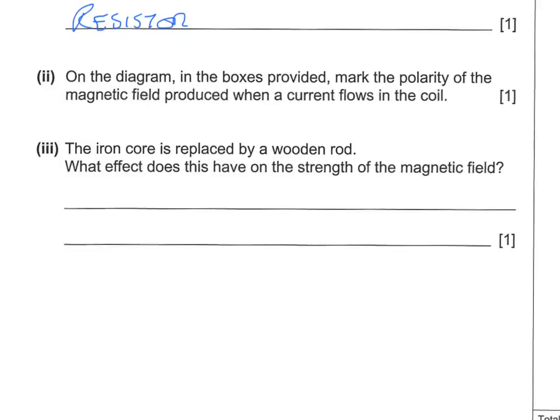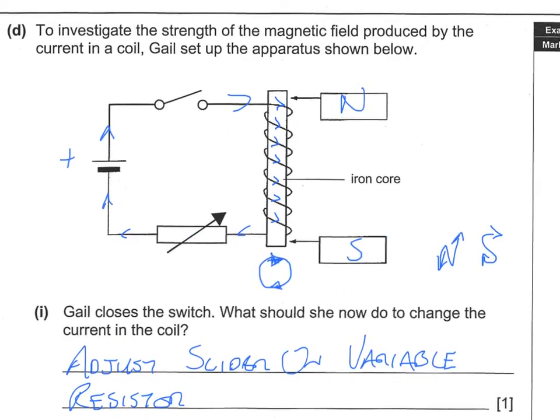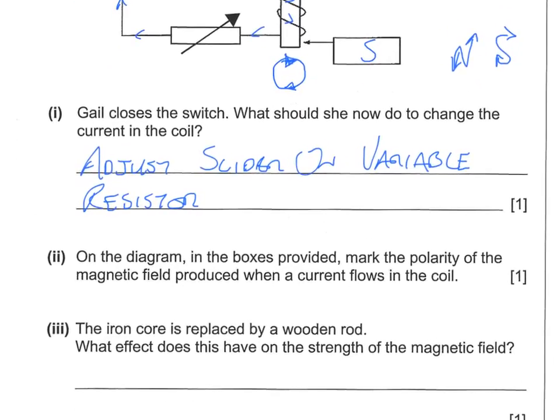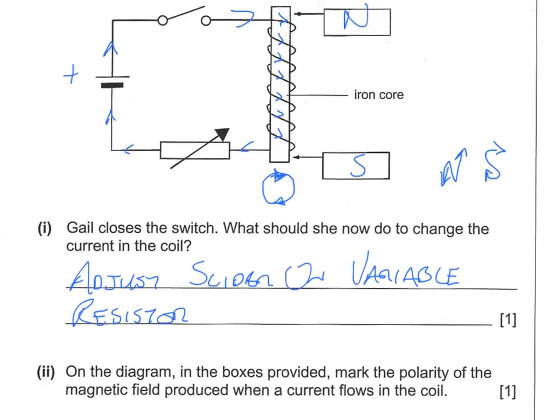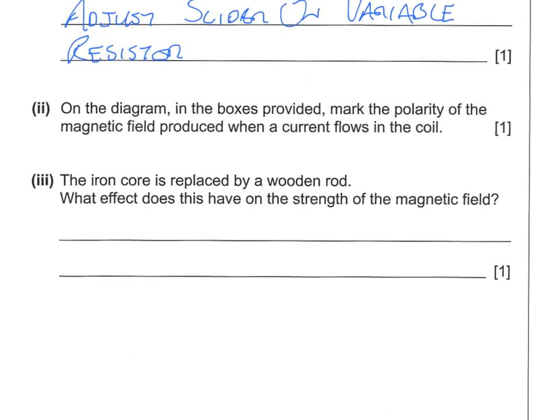The iron core is replaced by a wooden rod. What effect does this have on the strength of the magnetic field? Okay, remember what happens is that the iron will become a magnet itself, and lots of the little magnetic domains within the iron will all line up and enhance each other, and so that normally produces a much stronger field than the coil on its own. The wood has no such properties, so it cannot enhance the field due to the coil.